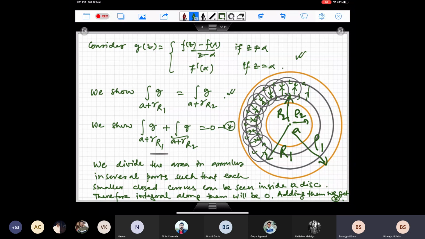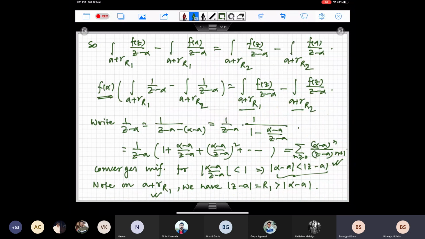And once I have these two equalities, I can substitute the value of g over there, and I get an equality of this kind, which can be further written in this form. So I need to show f(alpha) in terms of some integral, and I have written my f(alpha) in this form. So far I have this one. Now I really need to take care of this 1 upon z minus alpha part.